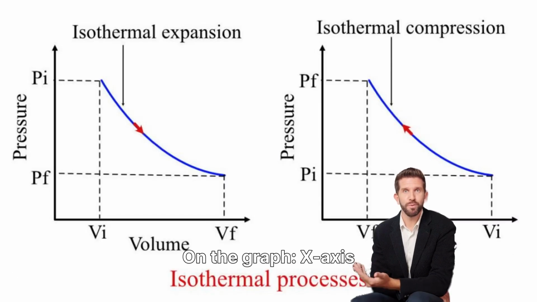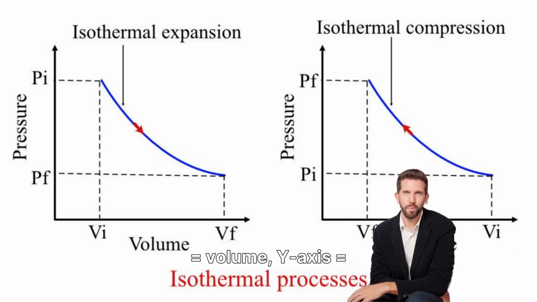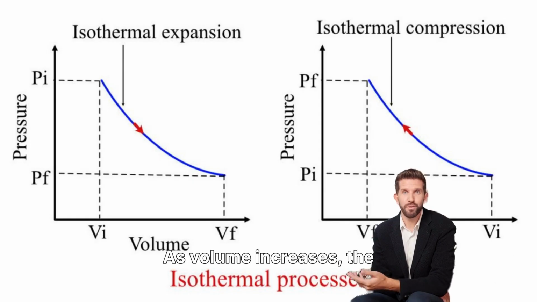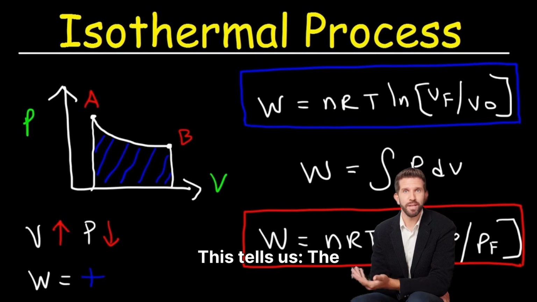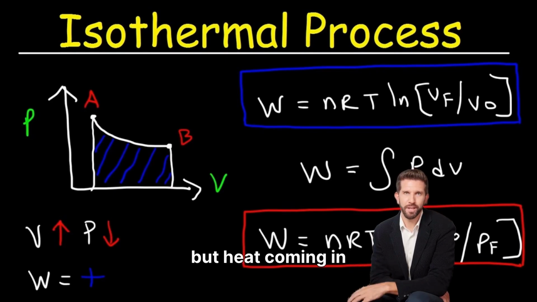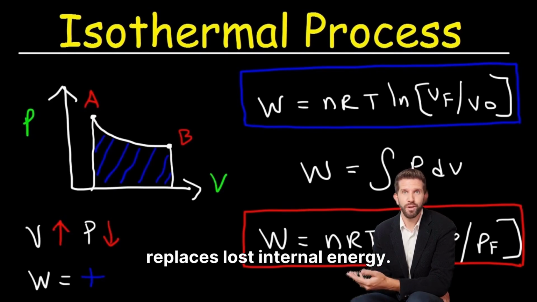On the graph, x-axis equals volume, y-axis equals pressure. As volume increases, the curve slopes downward. This tells us the gas keeps doing work, but heat coming in replaces lost internal energy. Result: temperature does not change.